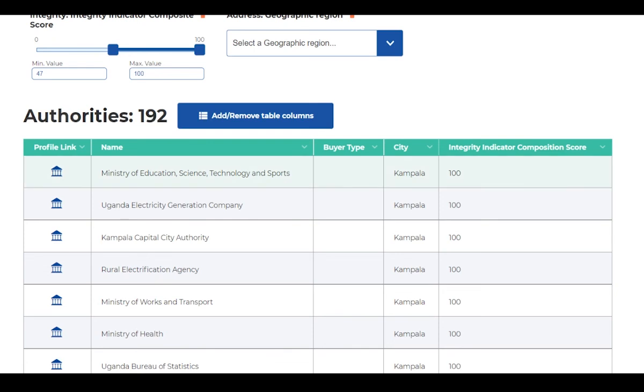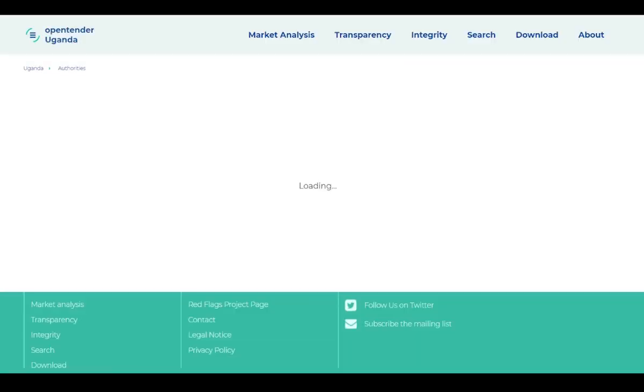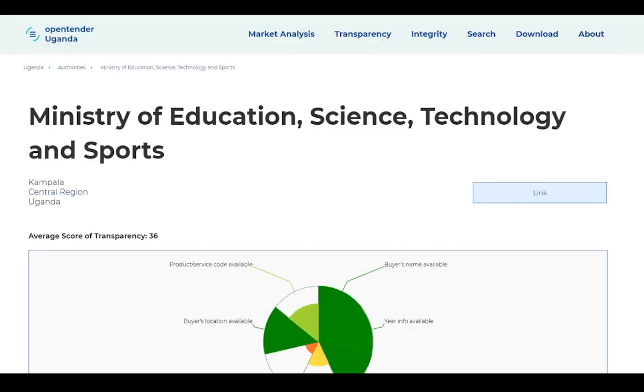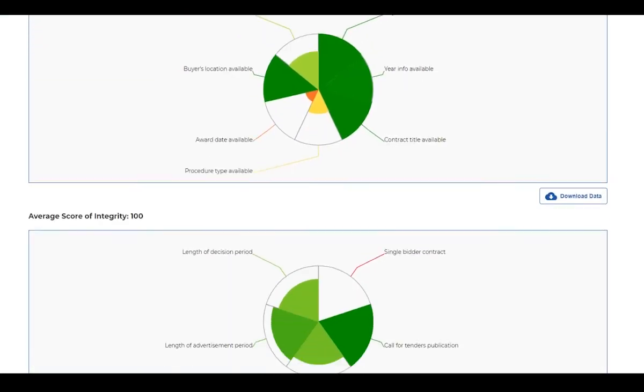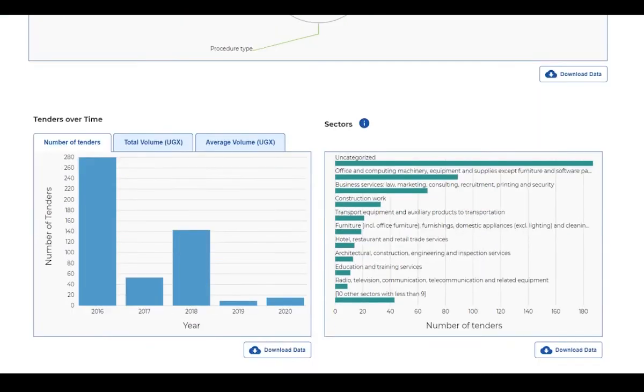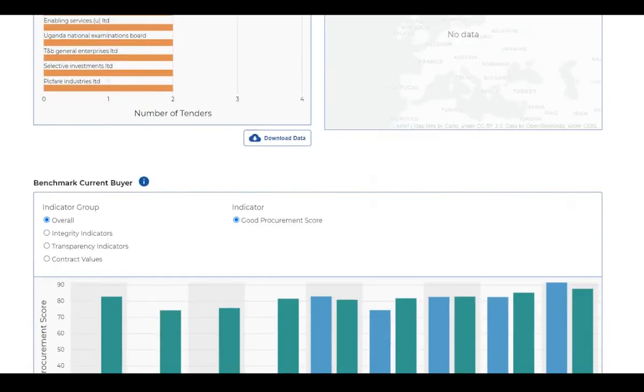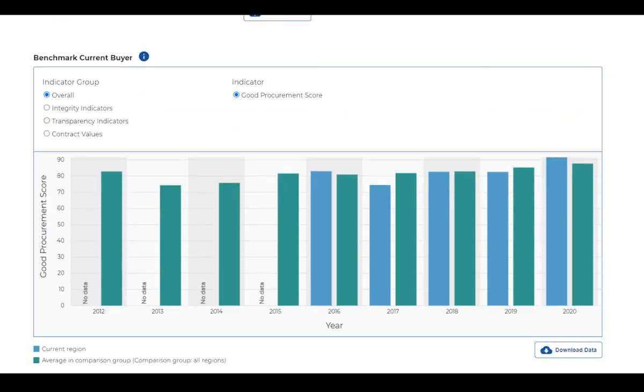Click on the profile link, the little building symbol, and then you can get a breakdown, summary tables about all the contracts. And then scroll down to the benchmark current buyer part, where you can compare the spending of this buyer and its associated risks to the average of all others.